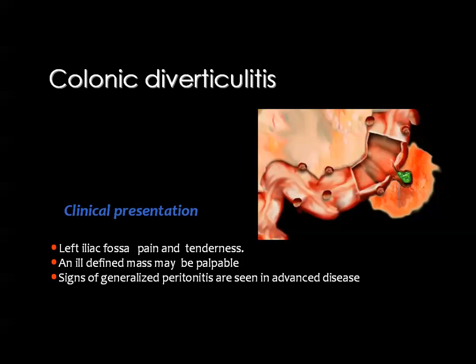And then the diverticulitis means inflammation of one or more of these diverticulae. They will result in left iliac fossa pain and tenderness. Most of the diverticulae are located in the left side of the colon. Sometimes you may palpate a small mass which represents the pericolic inflammation and abscess formation.